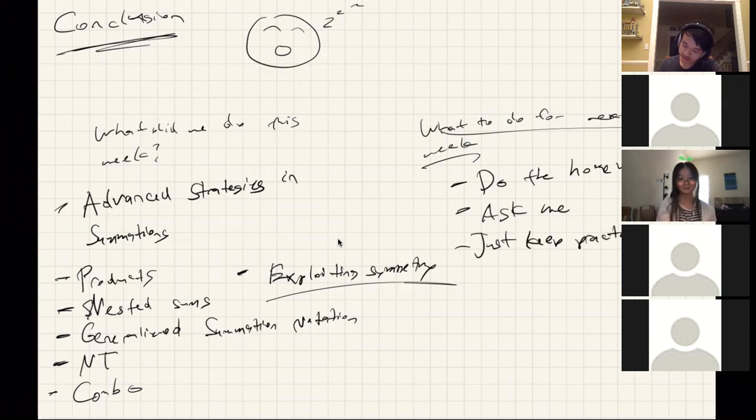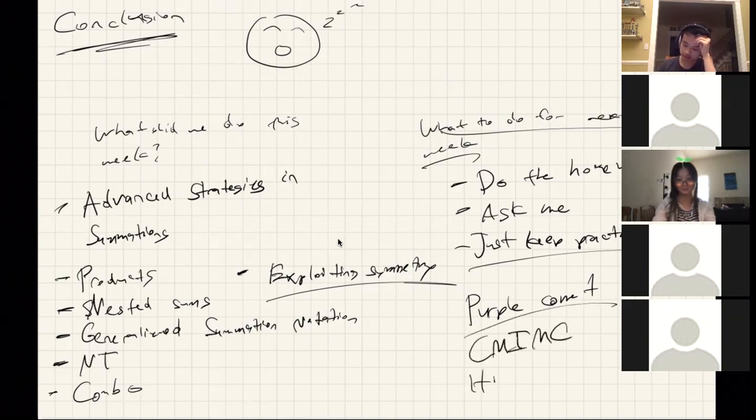This is the last class, so I'll recommend some contests that have a lot of summations. Purple Comet, if you're interested in summations, has a ton of telescoping summations. I checked the forum. Carnegie Mellon, HMMT, PUMAC. These are all great contests to look for summation problems on.